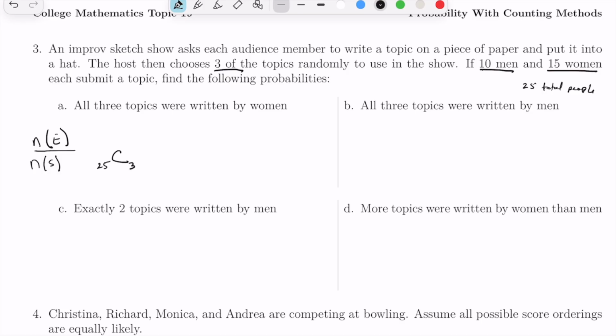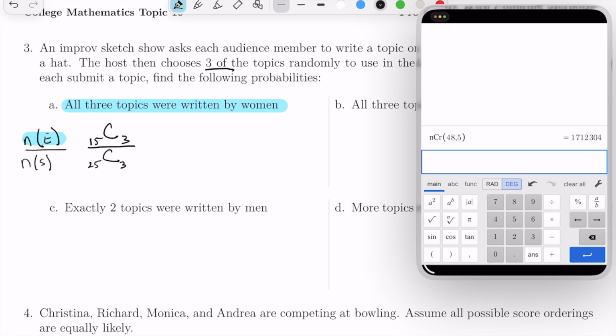Now, the event that we're looking for, the first one anyways, is all 3 topics chosen by women. That means that we want to only look at the women for this one. And again, order still doesn't matter. Notice that we have 15 women to choose from, and we want 3 of them. So 15C3 over 25C3. And to be honest, to a math person, that's pretty good, as far as just writing it like that. We're going to use calculators so we can get something that's a little more tangible to everybody.